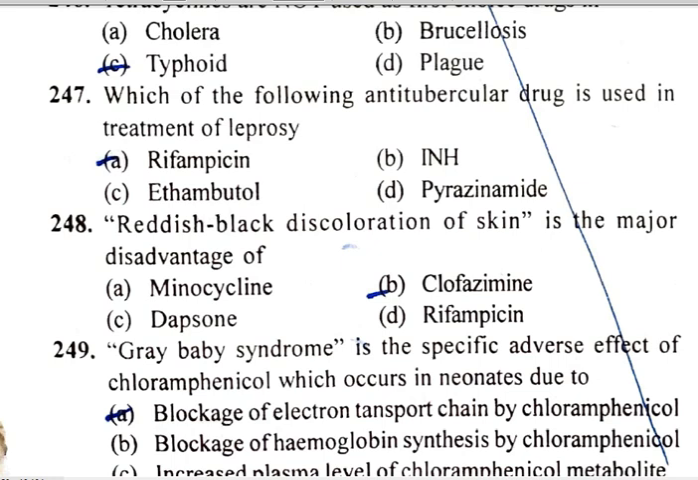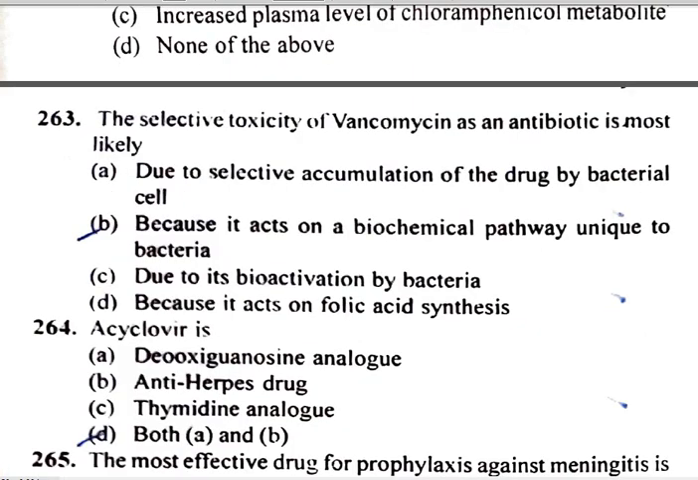Gray baby syndrome is the specific adverse effect of chloramphenicol which occurs in neonates due to blockage of electron transport chain by chloramphenicol. The selective toxicity of vancomycin as an antibiotic is most likely because it acts on a biochemical pathway unique to bacteria. Acyclovir is a deoxyguanosine analog and anti-herpes drug.